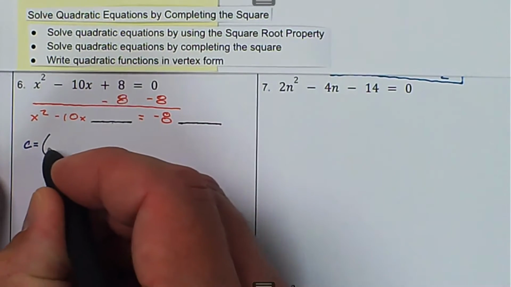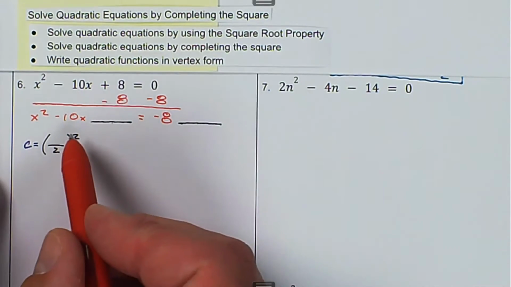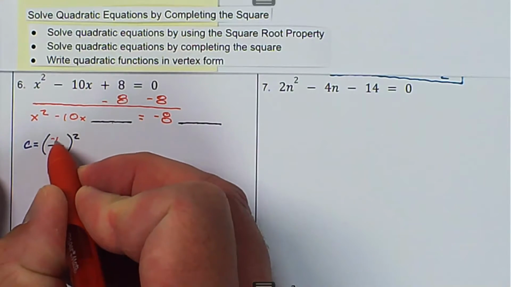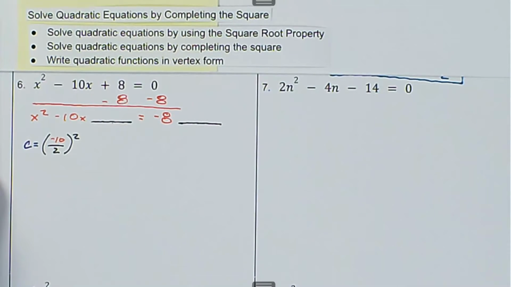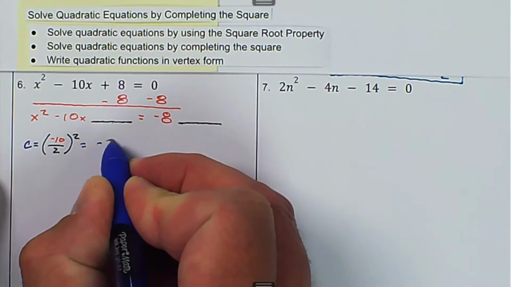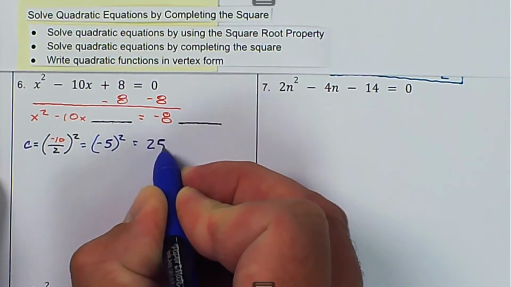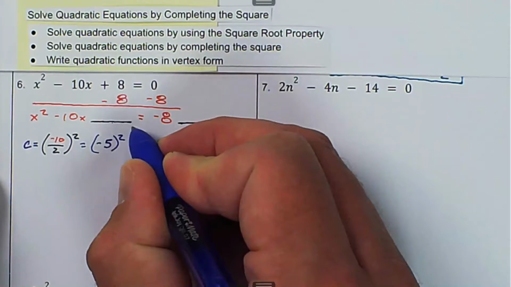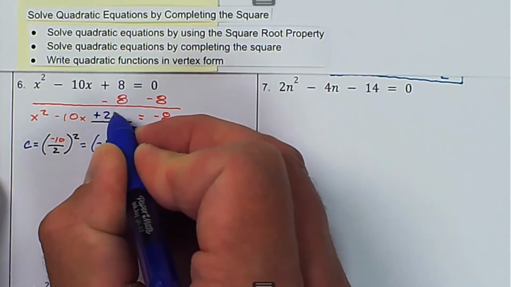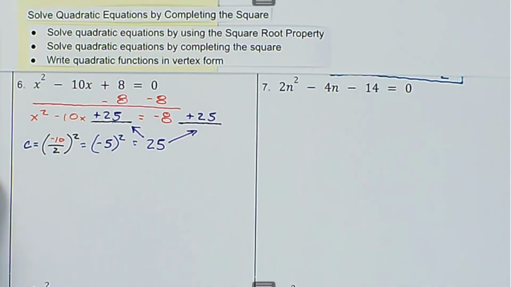again, our c value is going to be equal to our b value divided by 2 and then squared. In this case, our b value is negative 10. So what we get, negative 10 divided by 2 is negative 5. And then we'll square that negative 5, and that is equal to 25. So we're going to add 25 to both sides of the equal sign. And that will get us our trinomial that we'll be able to figure out what a perfect square is.